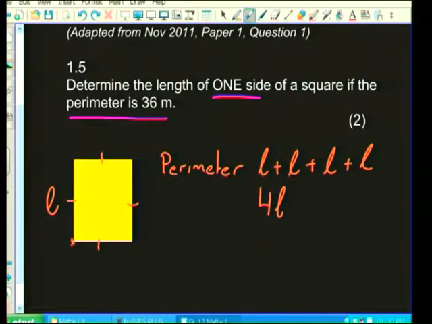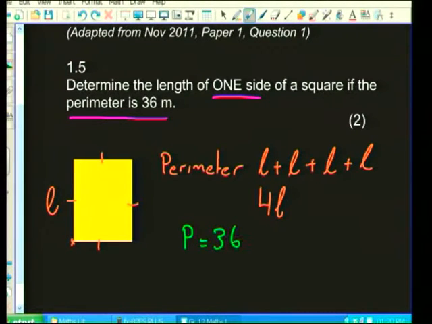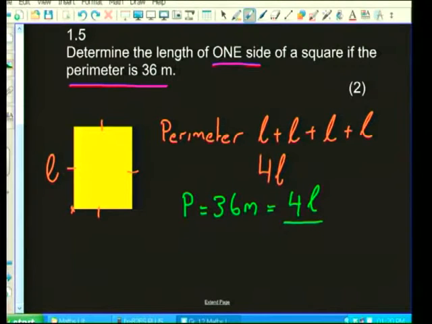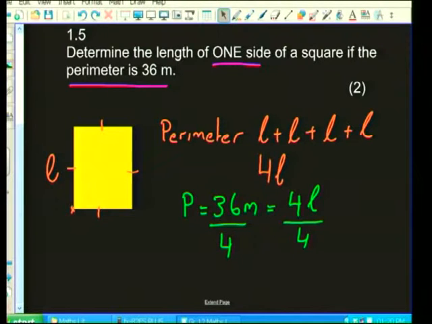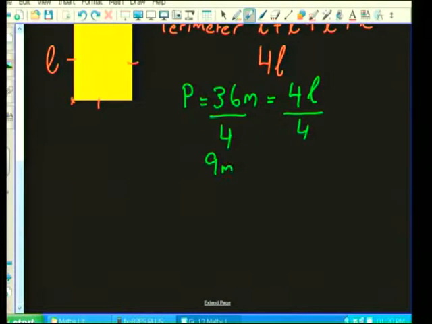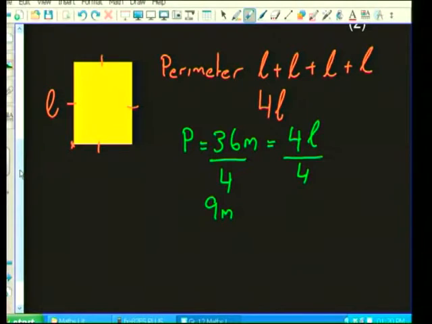Now I'm looking for the length of one side. So what do I know? I know that my perimeter is equal to 36 meters, but that is equal to 4 lengths. So now I want my length on its own. So I'm going to divide by 4, and you can use your calculator again. 36 divided by 4 is 9. So my answer here is 9, and don't forget your units: 9 meters. You can go back and check and say, well, if I've got 9, then I go 9, 18, 27, 36.